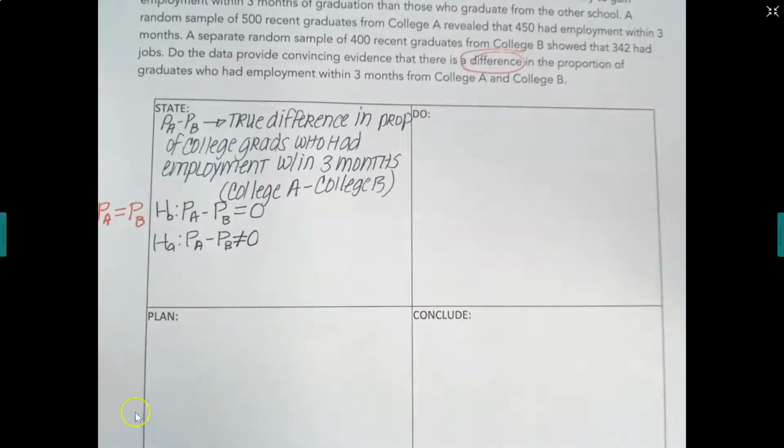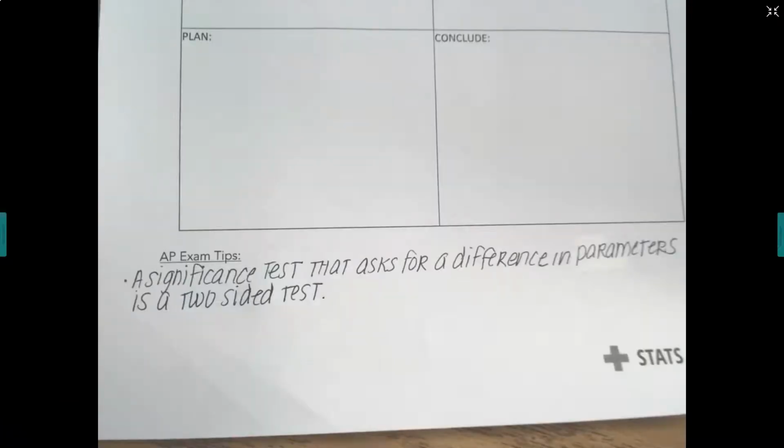So that's going to be our first AP tip for the day. If you have a significance test that asks for a difference in the parameters, that makes it a two-sided test. We're not asked, is College A more than or less than College B? We just want to know if there's a difference between A and B. That's what makes it two-sided.